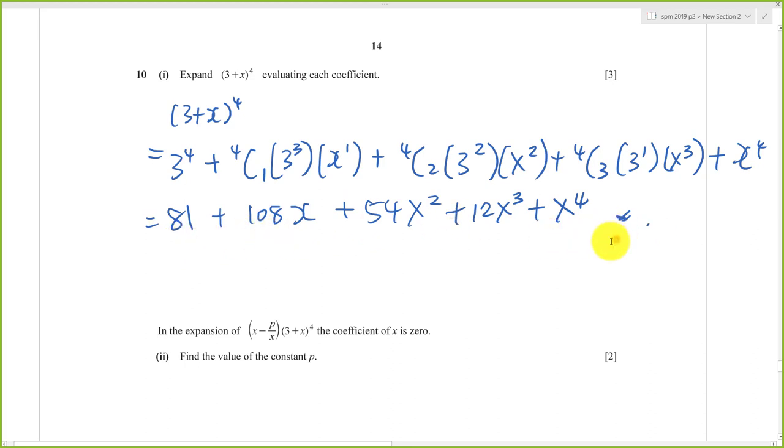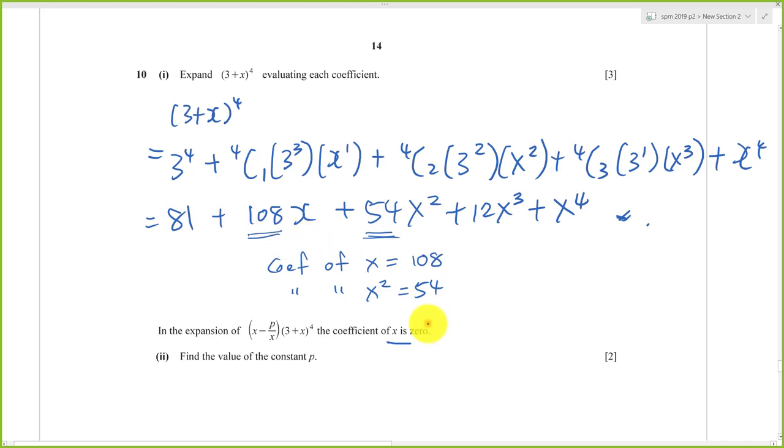Alright, so in the expansion of this one, the coefficient of x is 0. What is the meaning of coefficient of x? Coefficient of x means the number in front of the x. Like in this case, my coefficient of x is 108. If you ask me the coefficient of x squared, over here it will be 54. You understand? Basically it means the number in front of the x or x squared. This means the coefficient of them.